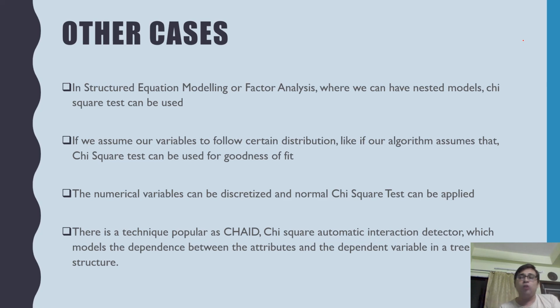Another technique which is also very popular with statisticians is CHAID, which is the chi-square automatic interaction detector. It also tries to find dependence between the attributes and the dependent variable, and gives a visualization in a tree-like structure. So I hope we could give you some understanding of where chi-square is used in machine learning and data science.